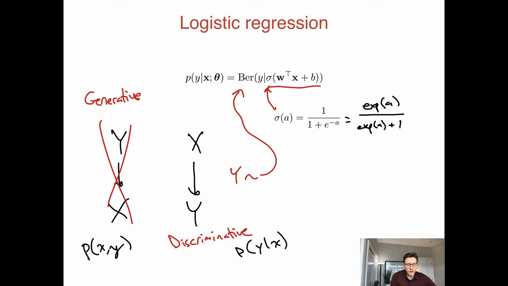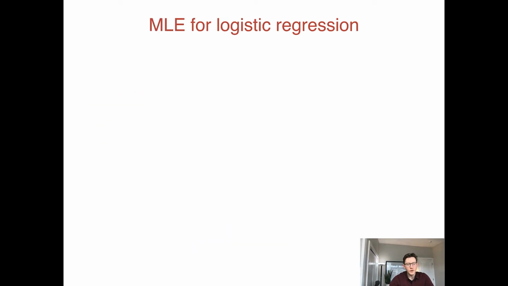Also note that once we've learned this model, we don't have to apply Bayes' rule in the way we did with, for example, the Gaussian discriminant analysis model. Once we've learned this model, to get what we want, which is the probability of y given x, we just plug in the features for our particular example into this expression, and we get out the probability that we're looking for.